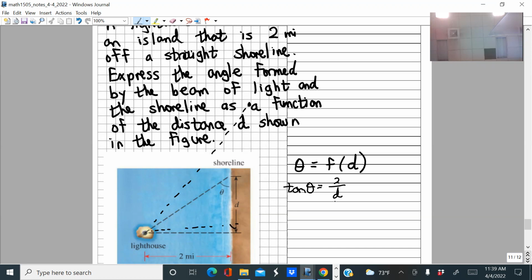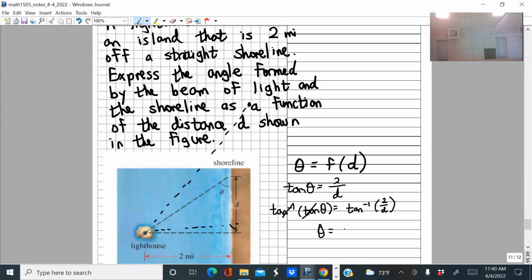Now, I want to solve this equation for theta, because if I solve this equation for theta, then I'll have a formula for theta, correct? So how do I solve this equation for theta? Just apply the inverse tangent to both sides. And these two should cancel each other, correct? In this case, they'll cancel each other properly because, again, theta is just an acute angle. It's between 0 and 90 degrees. So I know that this cancellation will work without any difficulty.